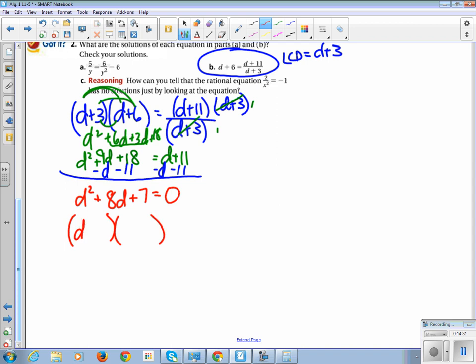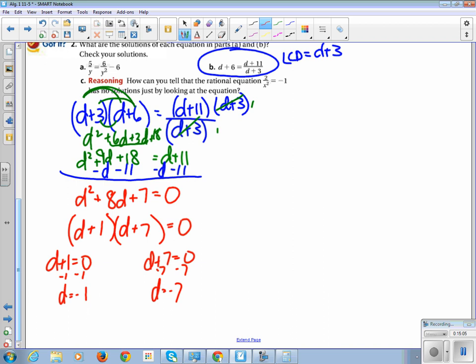So what two numbers multiply to give you 7 and add to give you 8? And thankfully, 7 is a prime number, so there are only two numbers that do that. 1 and 7. And then you want to go, when is D plus 1 equal to 0? And when is D plus 7 equal to 0? So D is equal to negative 1. And D is equal to negative 7.